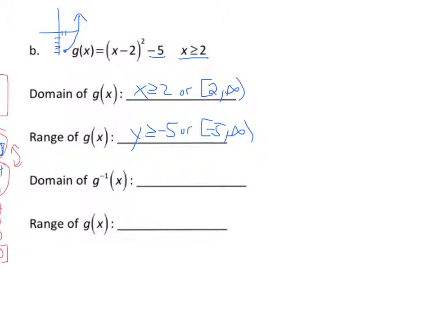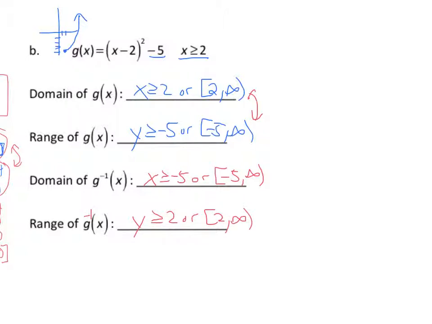And before we even find the inverse function, we can determine the domain and range of the inverse by just switching these around. The domain of g inverse comes from the range of g of x. So domain is x values, so we say x is greater than or equal to negative 5, or negative 5 to infinity. And the range comes from the domain of g of x. This should say g inverse. And we get y is greater than or equal to 2, or 2 to infinity.